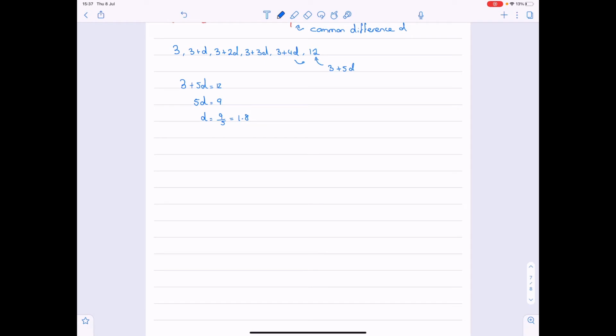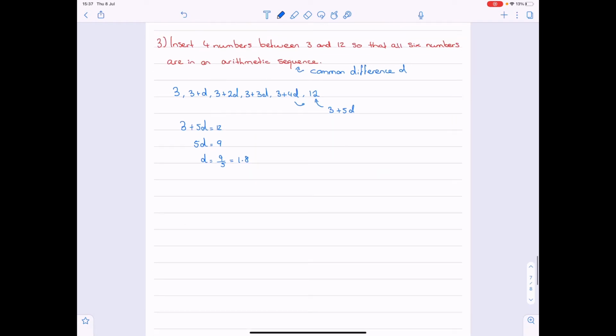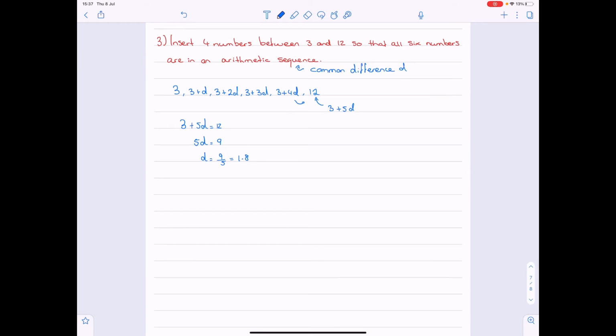So now, it says insert the 4 numbers. Now you have to work out what the 4 numbers are just by inserting d equals 1.8 back into our original sequence that we formulated. So we put 3 plus 1.8 is 4.8, 3 plus 2 times 1.8 is 6.6, 8.4, 10.2, and then 12 at the end.